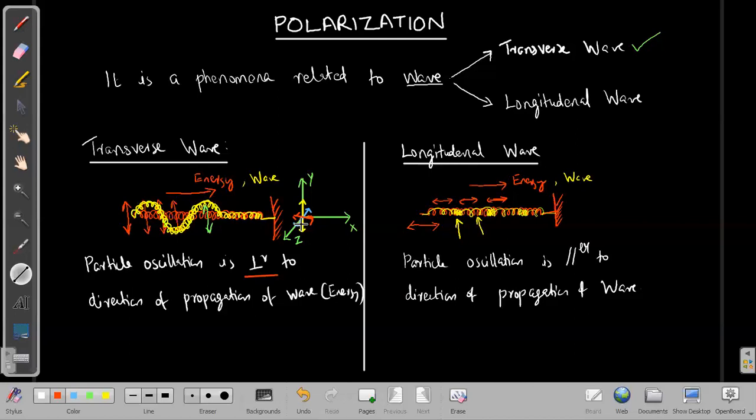That phenomenon is called polarization, and that wave is called a polarized wave.